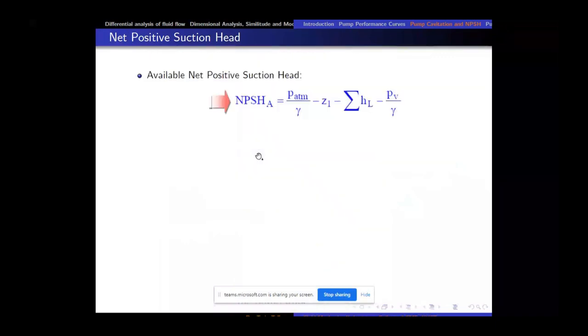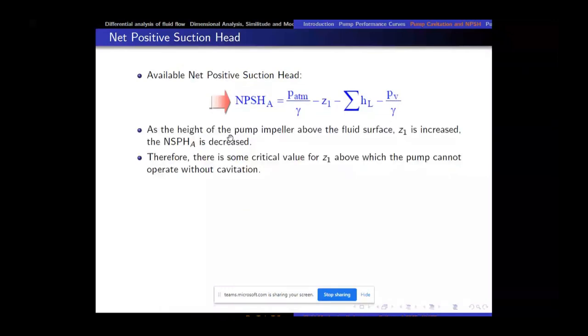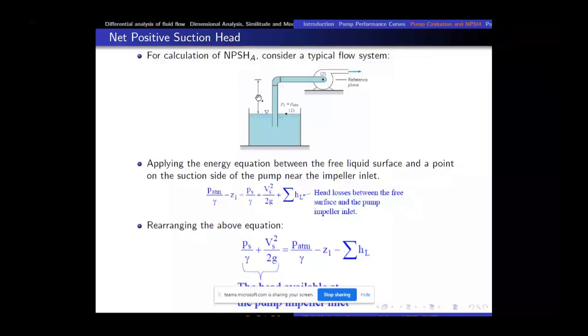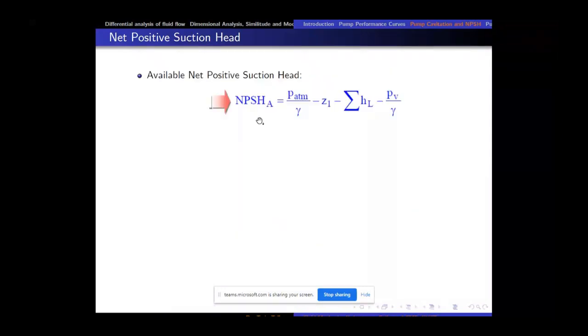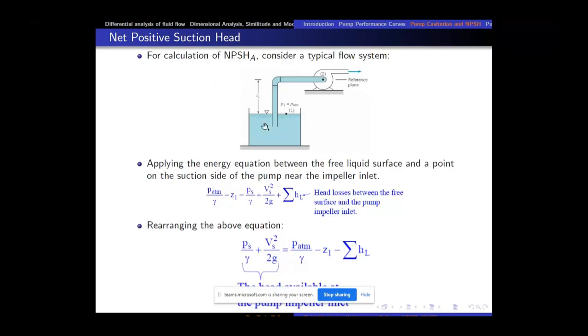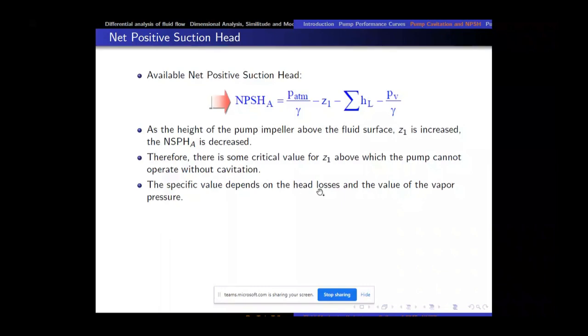As the height of the pump inlet above the fluid surface is increased, the NPSHA is decreased, right? So if this height is increased, NPSHA would decrease. Therefore, there is some critical value of that height above which the pump cannot operate without cavitation. There would be a limiting value, after which, if the water level is lower than that, there would always be cavitation. So we need to make sure that is not the case. The specific value depends on the head losses and the value of vapor pressure.